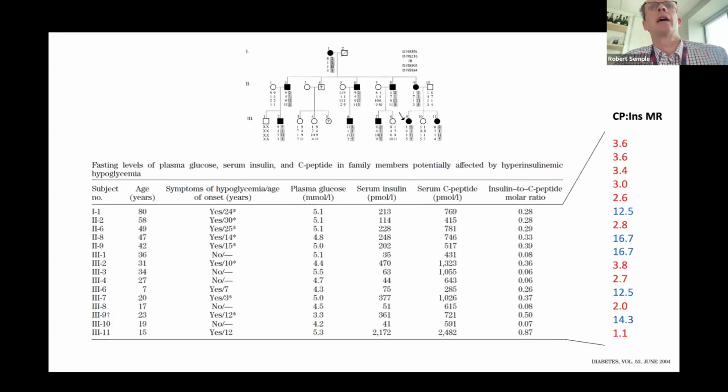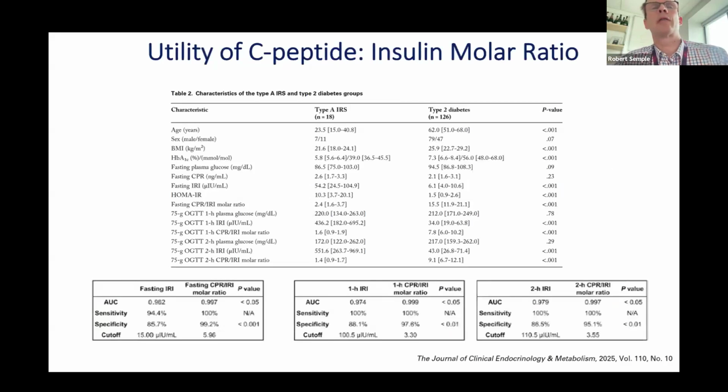comes in. So a normal molar ratio of C-peptide to insulin, if you ever looked at these things, is probably of the order of 10, 15, let's say 6 to 15. Whereas if you have a receptor problem, the insulin level comes up and the molar ratio drops down greatly. So this was a fairly recent study suggesting it's a useful biomarker. And I agree with this in patients who have had both done.